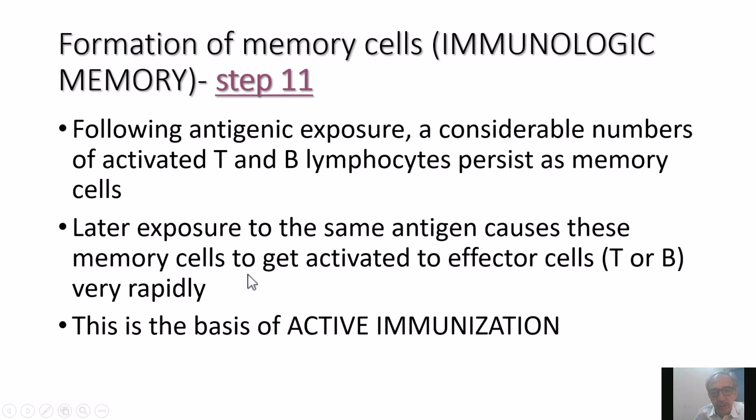There is active immunization, vaccination. Giving vaccines, we have heard of COVID vaccination. So immunization develops actively by antigenic exposure through a vaccine. The body has already memorized the first entry, and later entry will cause an amplified and rapid response.